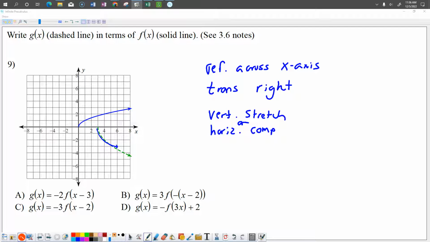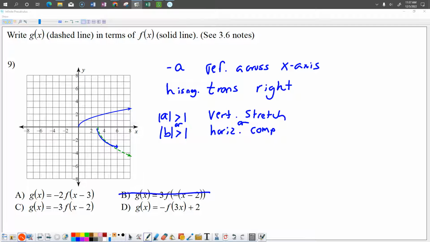Okay. Now, for the vertical stretch, that means that the absolute value of A is greater than 1. For the horizontal compression, that means that B is greater than 1. So it's one of those. Either A is bigger than 1 or B is greater than 1. The translation to the right means that H is negative, and the reflection across the x-axis means that A is negative. So we're looking for a problem that has a negative A.